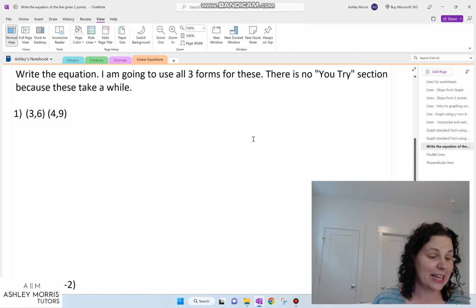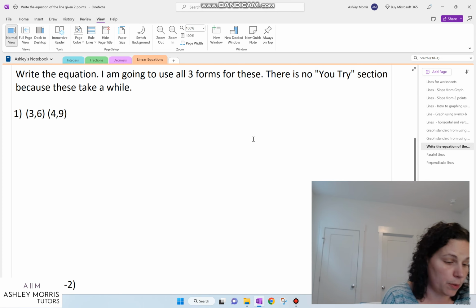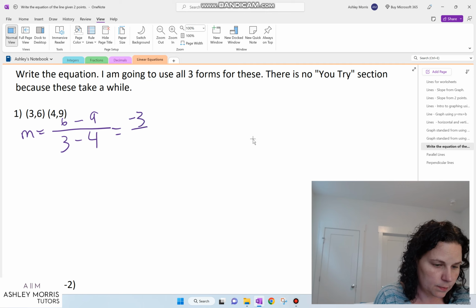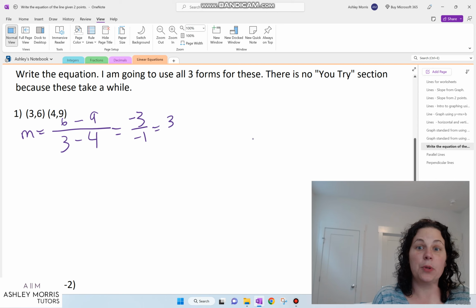All right. Step 1, get the slope. If you have 2 points, you got to use the slope formula. So we're going to go down, up, and then subtract. So my slope is 3. Now plug into point slope.